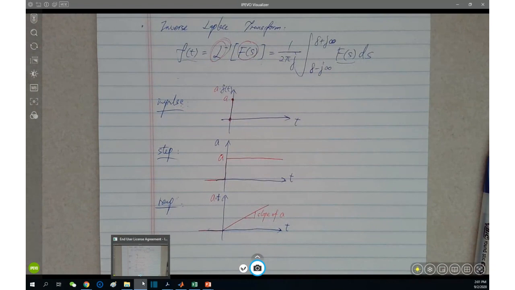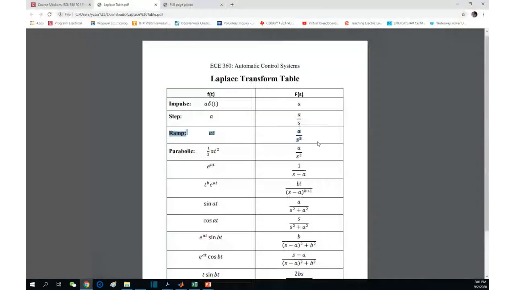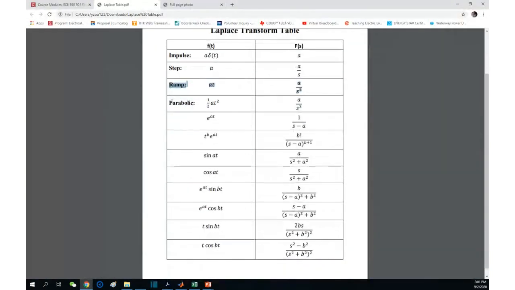So far we are trying to visualize the signals, because now we are talking about signals. These are four typical signals we're going to play with throughout this semester, especially the step.